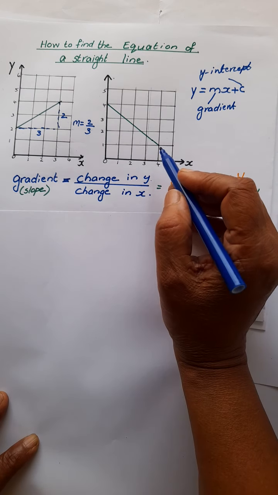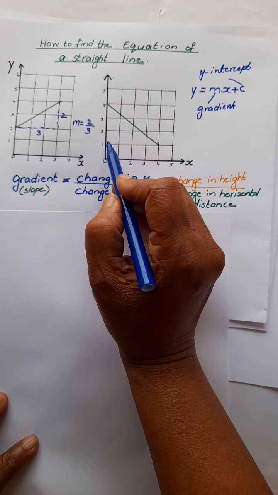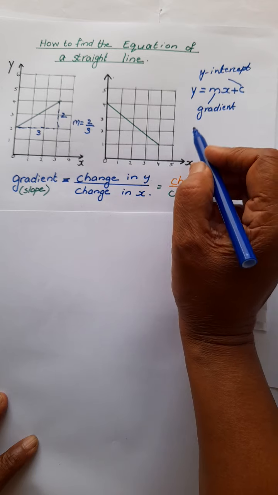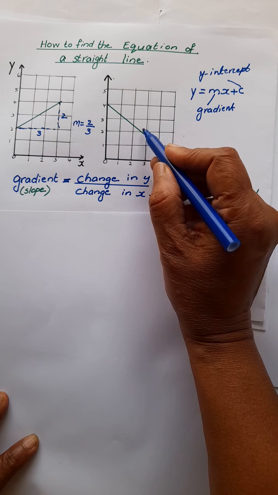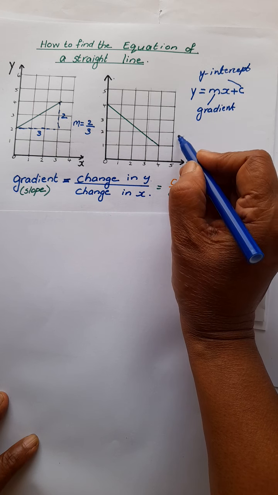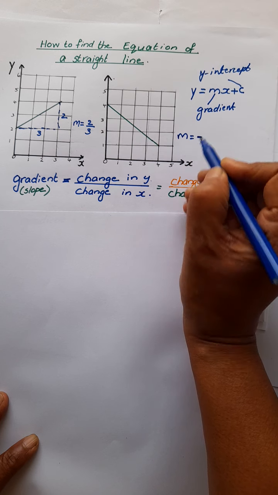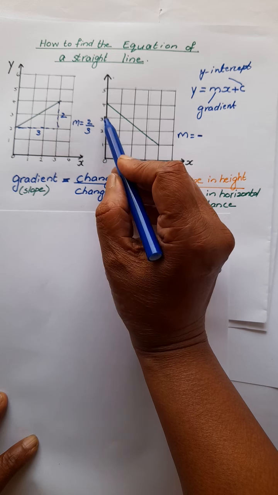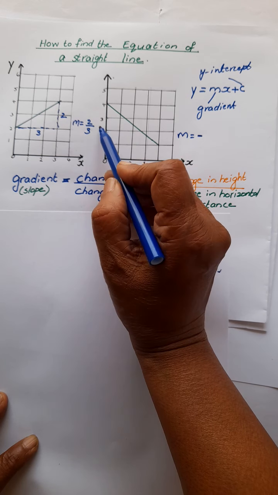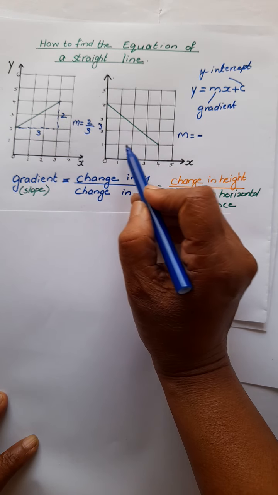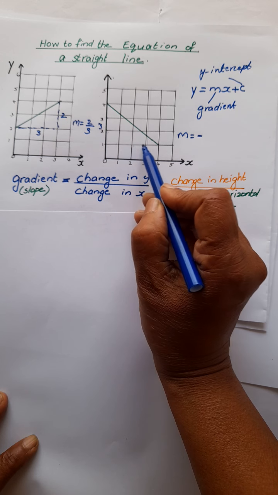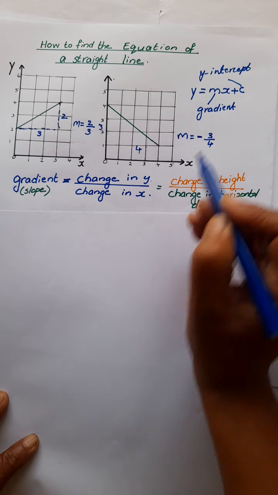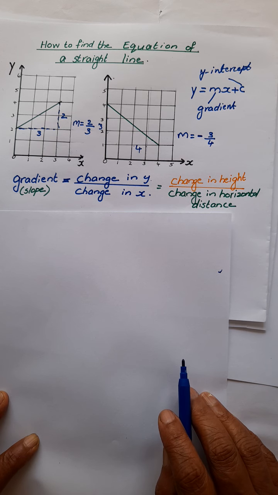In this one, as we move from left to right, the line goes down, so it is a decreasing function, so the gradient is negative. Then change in y is 2, 3, and then change in x is 1, 2, 3, 4. So the gradient here is negative 3 over 4.